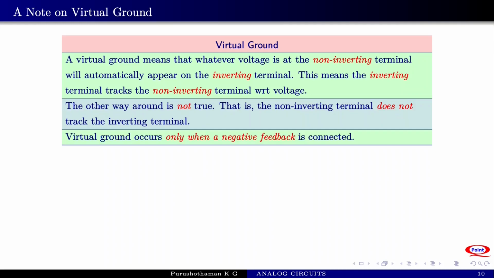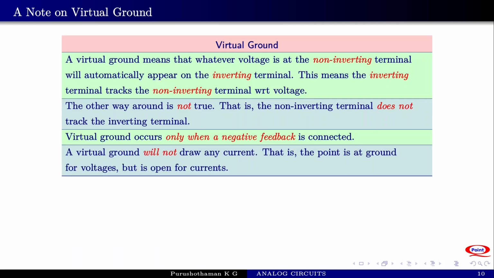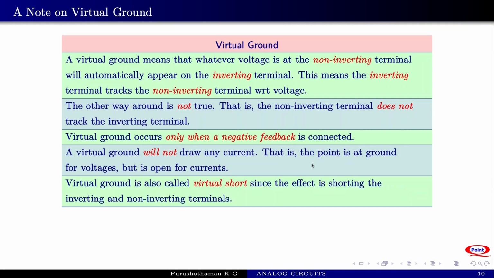Virtual ground occurs only when a negative feedback is connected. A virtual ground will not draw any current. That is, the point is at ground for voltages but is open for currents. A virtual ground is also called a virtual short since the effect is shorting the inverting and non-inverting terminals.